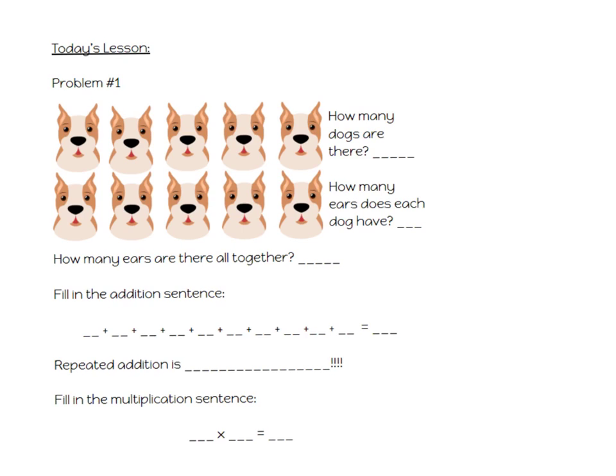Let's look at today's lesson. How many dogs are there? I see 10 dogs. How many ears does each dog have? I see 2 ears. How many ears are there altogether? Let's count by twos to see. 2, 4, 6, 8, 10, 12, 14, 16, 18, 20.